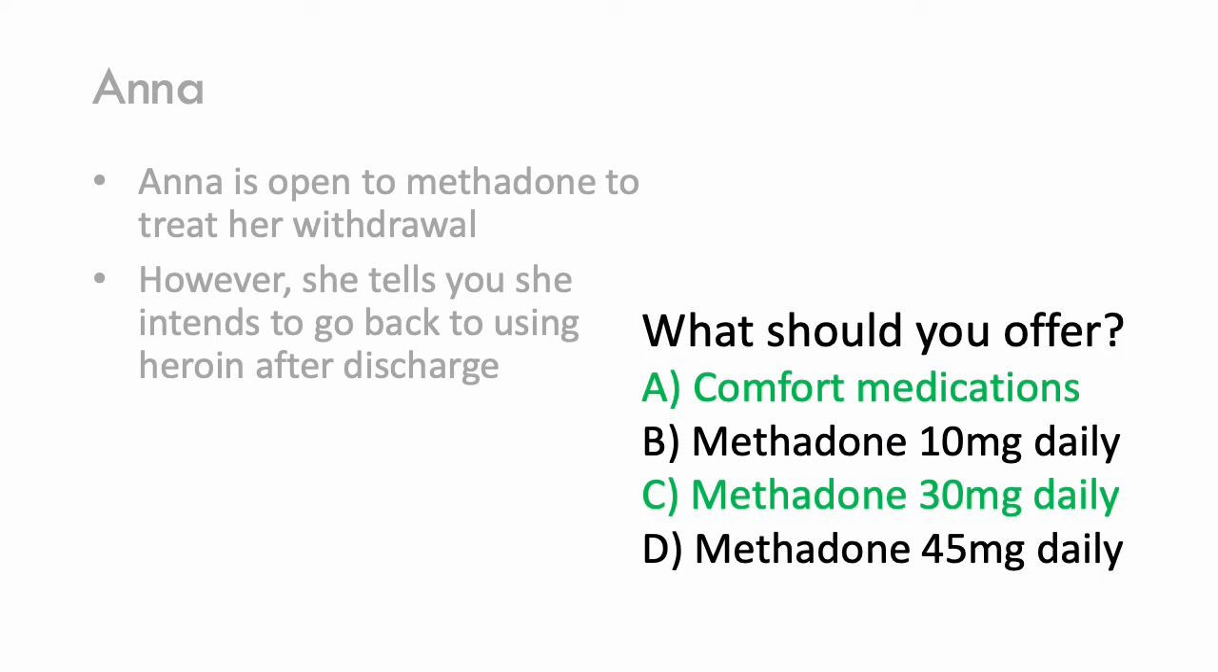So in Anna's case, I would offer comfort medications right away and probably start methadone at somewhere around 20 to 30 milligrams a day. 10 milligrams is likely too low given the extent of her withdrawal and her pattern of use, and 45 milligrams is above the recommended maximum of 40 milligrams on day 1. And you want to grab a screening EKG and order some as-needed rescue naloxone when starting methadone in the hospital.